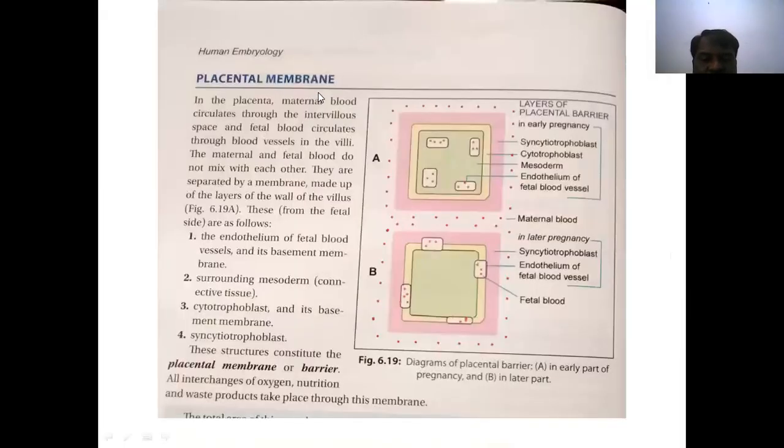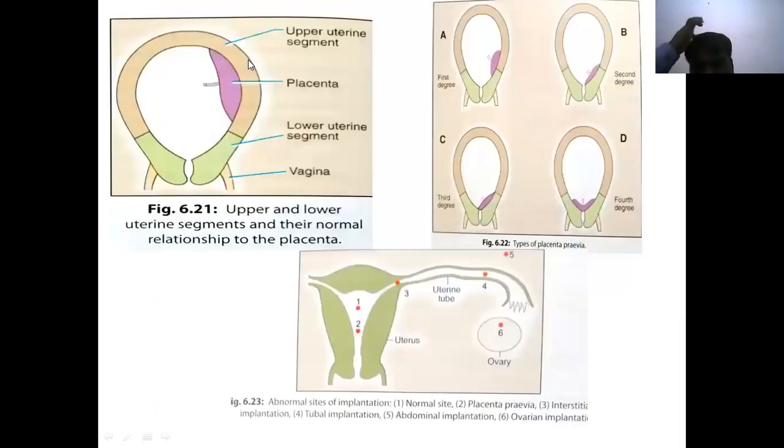This is a placenta membrane. Sometimes we expect short notes. So the placenta topic is very important. Sometimes they ask 2 mark questions or 5 mark questions. Like placenta membrane, if you are asked, you can write endothelium of the fetal blood vessels, basal membrane, and surrounding mesoderm, cytotrophoblast, syncytiotrophoblast. These are the fetal membranes that cover and protect the fetus. That contains the amniotic fluid. Hydramnios.